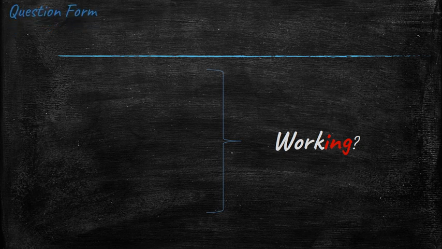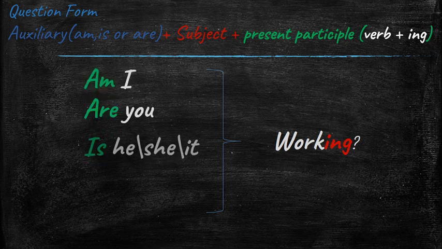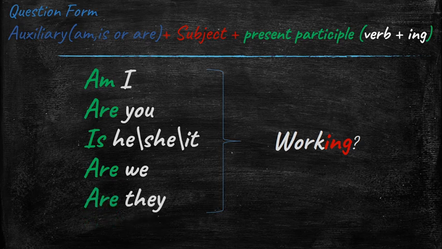Now let's see the question form. So in the question form, we use auxiliary, which is am, is, or are, plus subject, plus the present participle. For example, am I working? Are you working? Is he working? Are we working? Are they working?